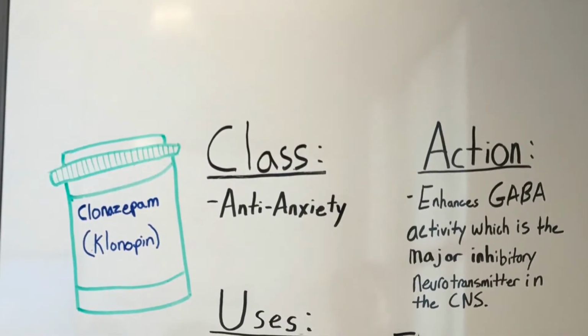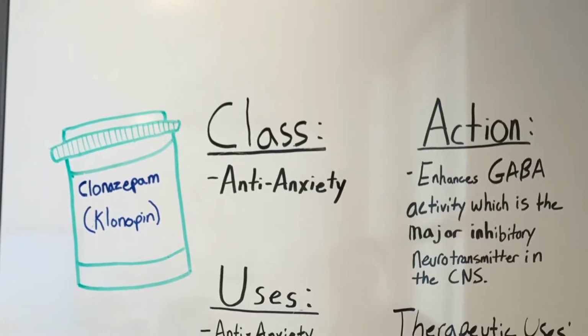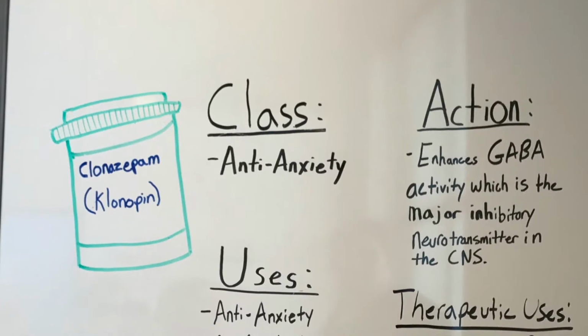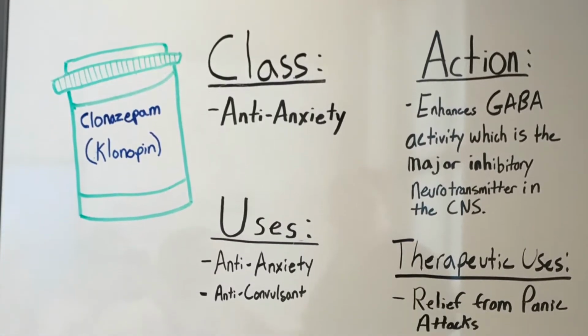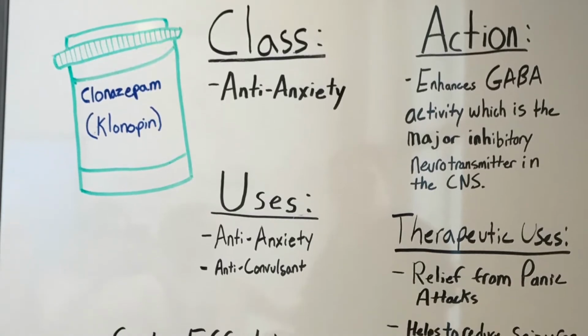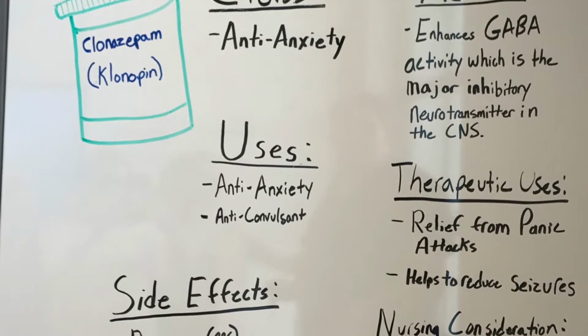Clonazepam is a drug commonly known as Klonopin. It is in the anti-anxiety class of drugs. It works to enhance the GABA activity in the central nervous system, which is the major inhibitory neurotransmitter in the central nervous system. It is used as an anti-anxiety med as well as an anticonvulsant in individuals with epilepsy. It relieves panic attacks and reduces seizures.